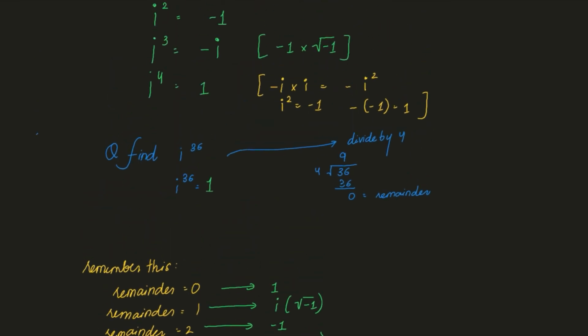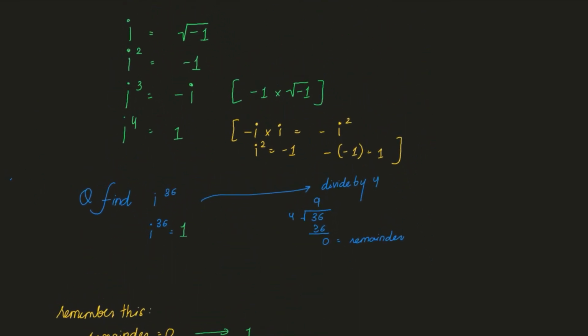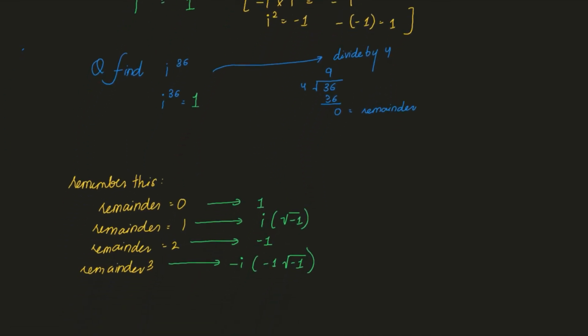But just to go over this again, i is root of minus 1, i squared is minus 1, i cubed is minus i, i to the power 4 is 1. Whereas when there's any random power given to us, i to the power 46, i to the power 47, anything, you're going to divide it by 4, see the remainder, and then compare this against what I've written here. If the remainder is 0, it's a multiple of 4, then you simply have it as 1. If the remainder is 1, then it's i. If the remainder is 2, then it's minus 1. If the remainder is 3, it's minus i.